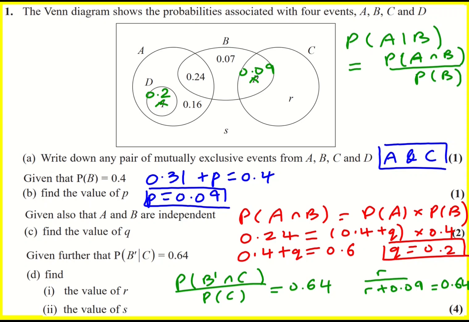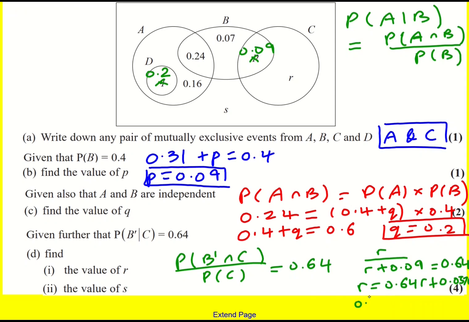We're going to multiply through. So R is going to equal 0.64R plus, then we need to do 0.64 times 0.09. This ends up being 0.0576, minus the 0.64R. So 0.36R is equal to 0.0576. And then R ends up being 0.16.